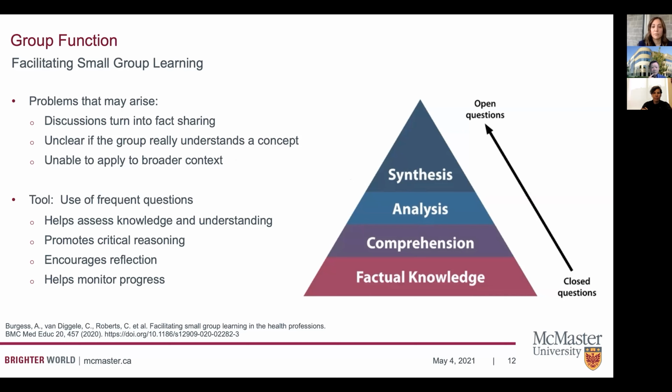And so the problems that may arise is that discussions may really turn into fact sharing. Well, this textbook says X, Y, Z, and everyone's sort of nodding in agreement. And that's a certain level of knowledge. That's not a bad thing necessarily, but we want to know, can they synthesize it? Did they go up the levels of learning? Sometimes the problem can be it's unclear if they really do understand the concept. They're able to explain it by rote memory, but do they understand and can they apply it? And are they able to apply it to broader context? So if some of the information changes, are they able to apply the same concepts?